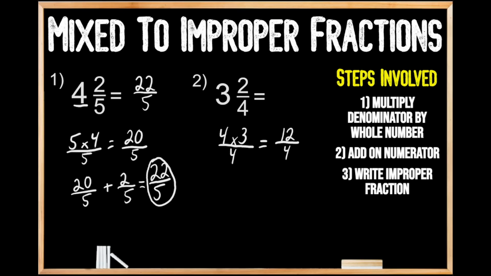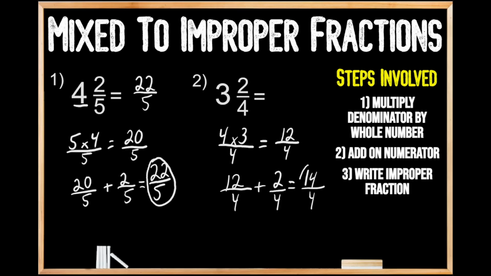So now we need to account for the fraction part of our mixed number, so we need to add on our numerator for step number 2. So down below, we're going to write our 12 fourths, and then we're going to add on our remaining 2/4. And when we add 2 plus 12, we get 14 fourths.